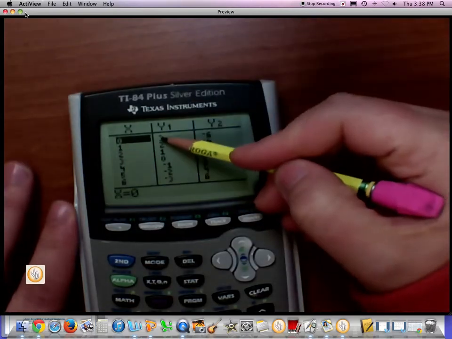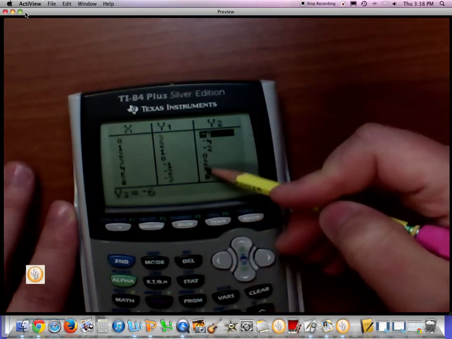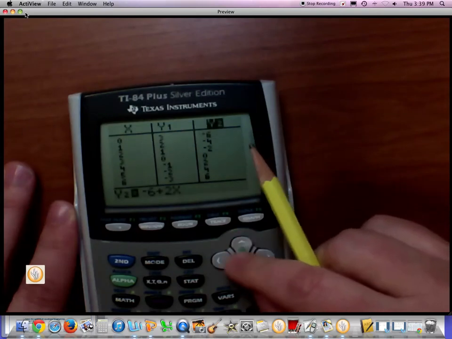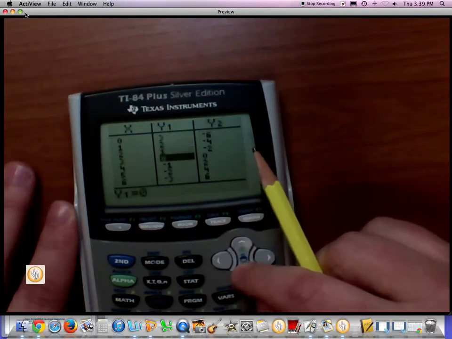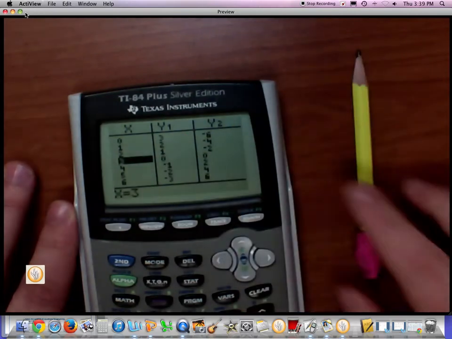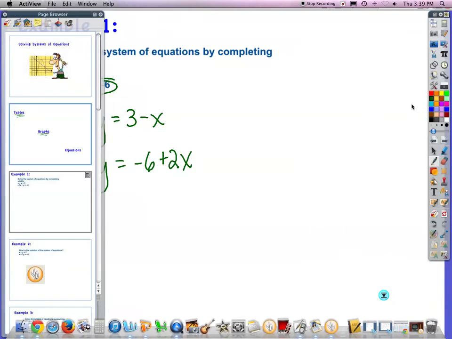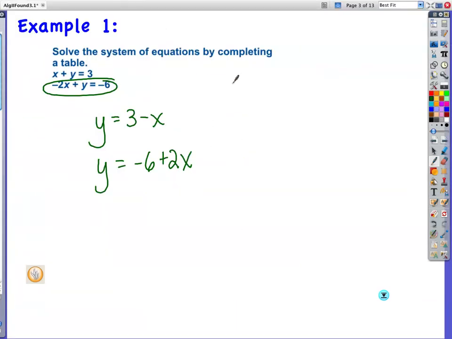So y1 has numbers like 3, 2, 1, 0, negative 1, so on and so forth. Well, y2 has these particular numbers. What you're going to do is look down the columns until you find matching y values. The x value that goes with that is 3. So keeping that in mind, 3, 0 is your solution to the system. So the solution to the system using a table is 3, 0.